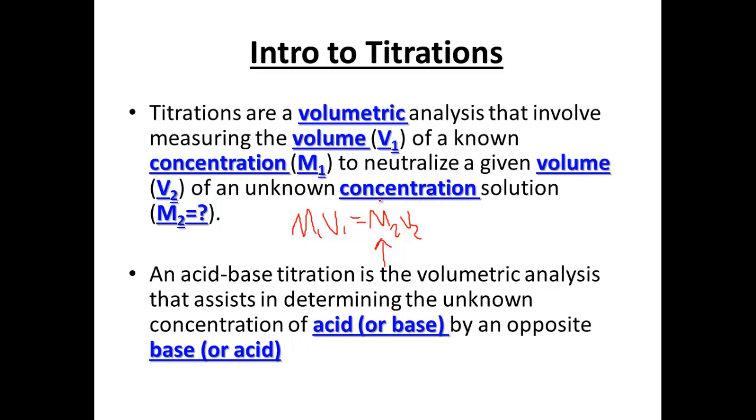In acid-base chemistry, it really comes more down to moles of the acid component are equal to moles of the base component. That's really what it comes down to in acid-base titration. You either have an unknown concentration of acid and you titrate it with a base to see what its concentration is, or vice versa. You have an unknown concentration of base and you titrate with an acid to find the concentration of the other.